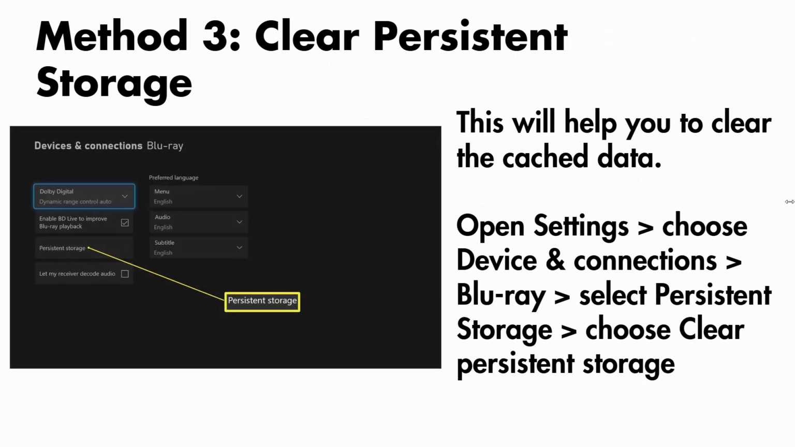Next method is to clear persistent storage. This will help you to clear the cache data. For that, open settings, choose device and connections. Click on Blu-ray, select persistent storage, then select clear persistent storage.